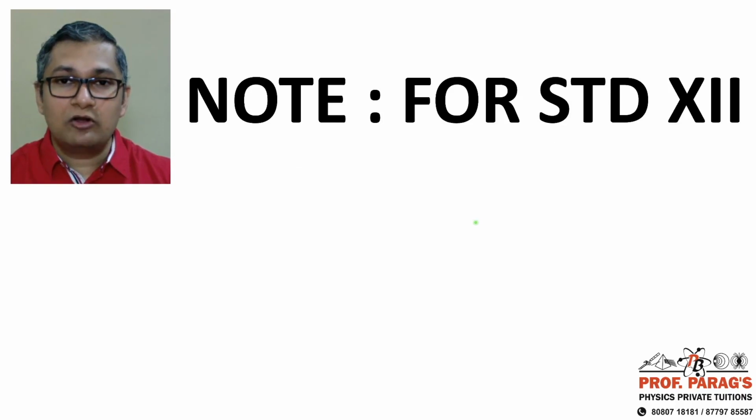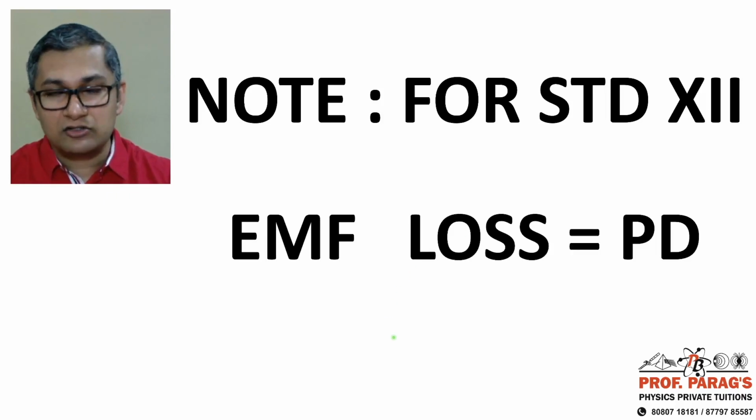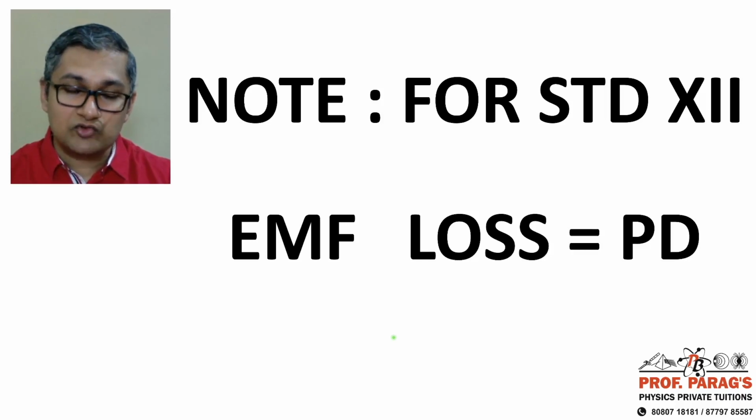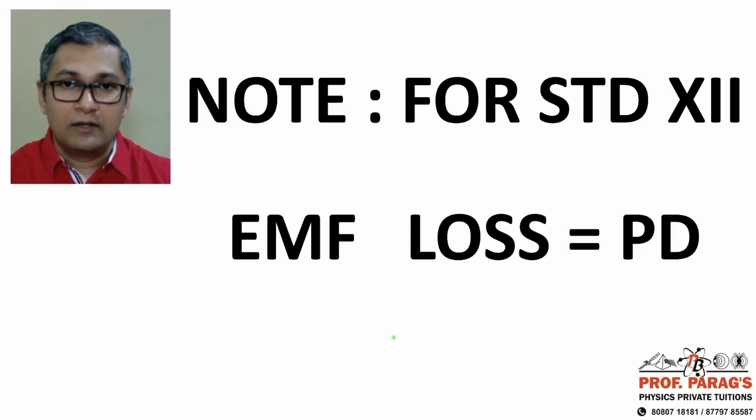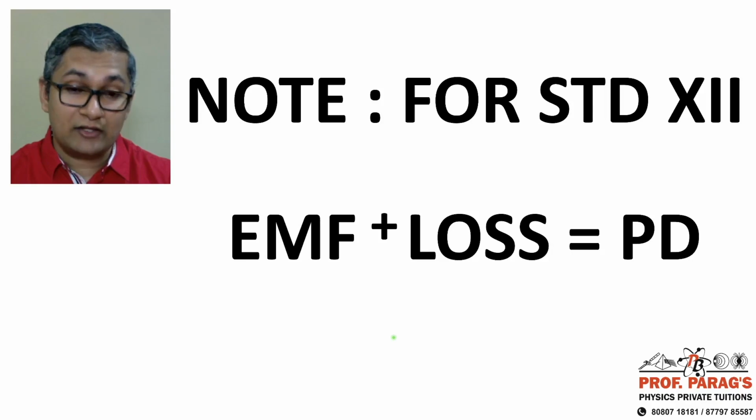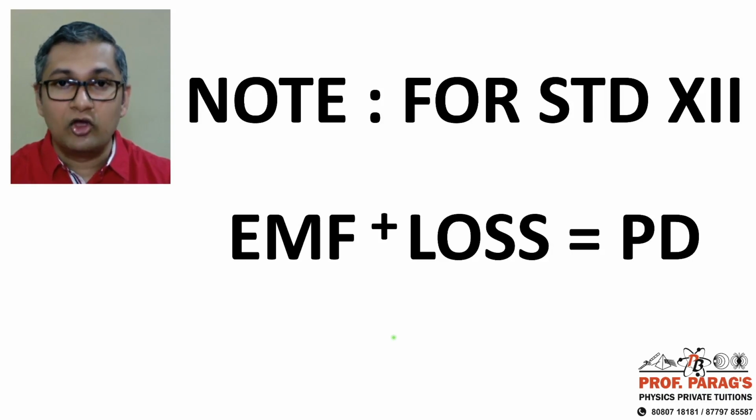So just a small note for the 12th standard, right? We are not going to discuss this in the 11th standard, but I'm just mentioning it here because in 12th standard we will talk about it. We said that for EMF, loss and PD, the relationship is EMF minus loss is PD. Okay, this usually happens when you are using the cell. But in 12th standard, we will also notice that EMF plus loss can also become PD, right? So you can have EMF plus loss is PD, or you can even have EMF minus loss. Both signs are possible, okay?